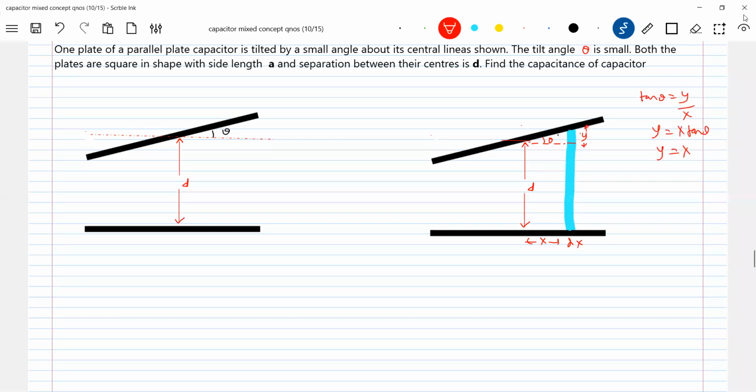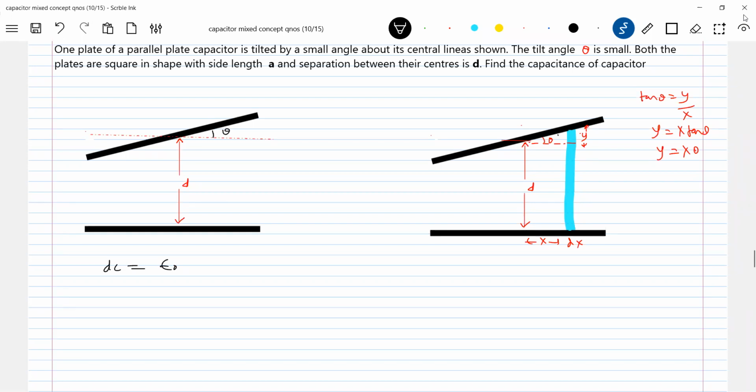Theta is very small, so you write x theta. First we'll define the capacitance of this. So what will the capacitance of this system be? dC is equal to epsilon naught, where the side length is a, and the separation between the centers is d.